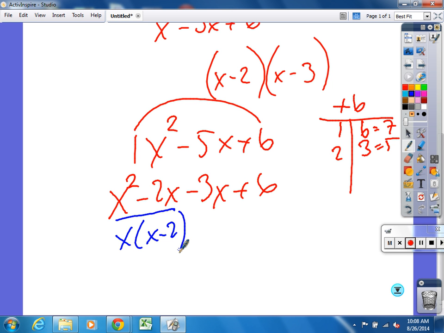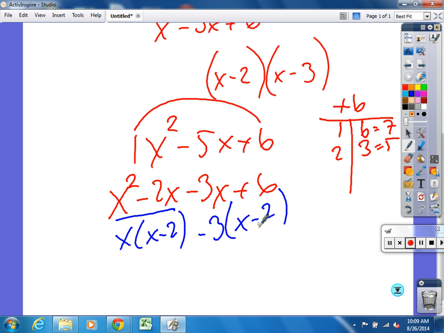Everybody see that? What do these guys have in common? A 3, but because this guy is negative, if your first term or third term is ever negative, you're going to pull out a negative, okay? So I'm going to pull out the negative. But then that gives me a what? X minus 2, and these have to be the same.